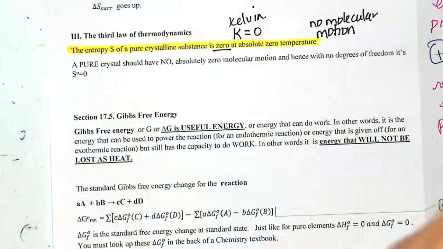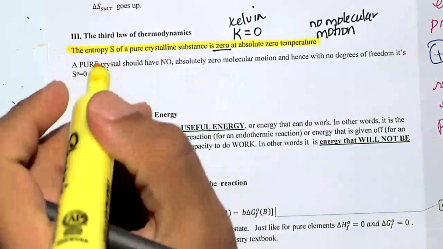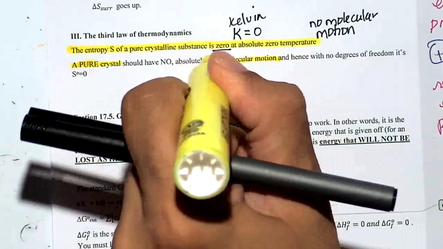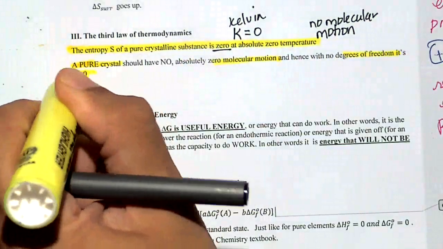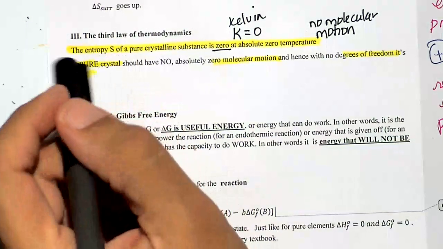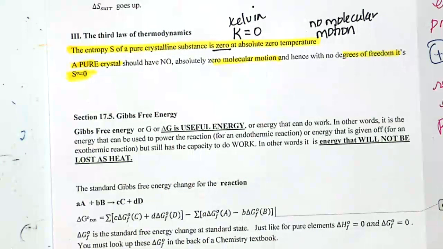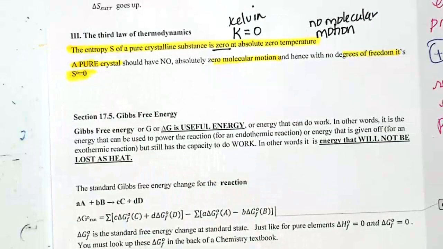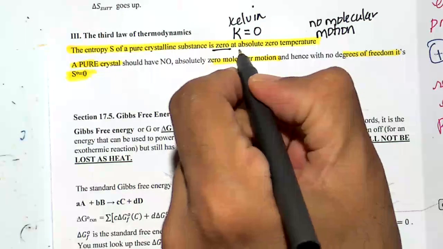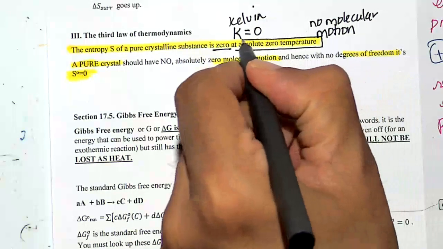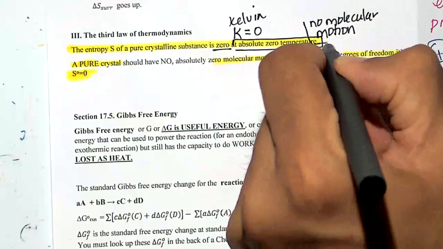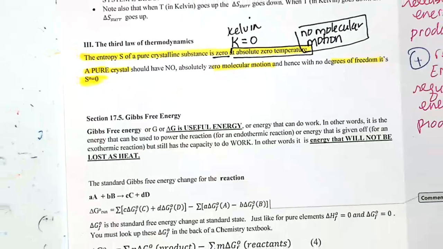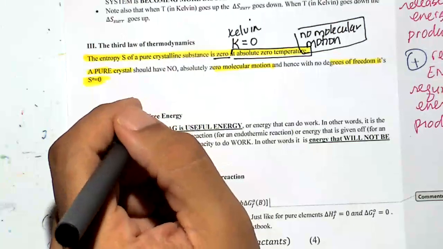So this is very hard to achieve. A pure crystal should have, the key word here is pure, 0 molecular motion, 0 degrees of freedom, its entropy is 0. So that is a situation where the third law of thermodynamics says that entropy is 0 for a pure substance at absolute 0 temperature. And at absolute 0 temperature, you would have no molecular motion. That's like perfect order.